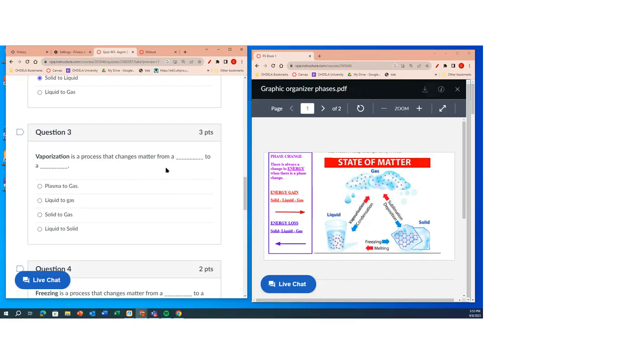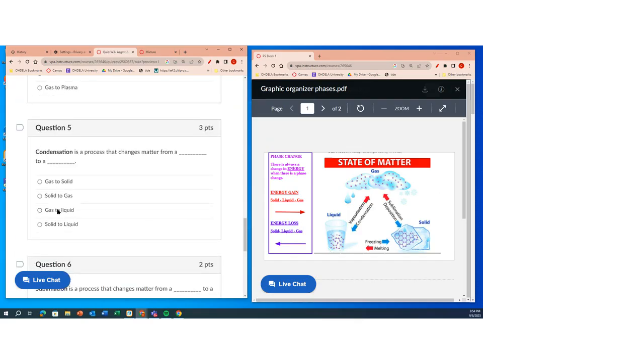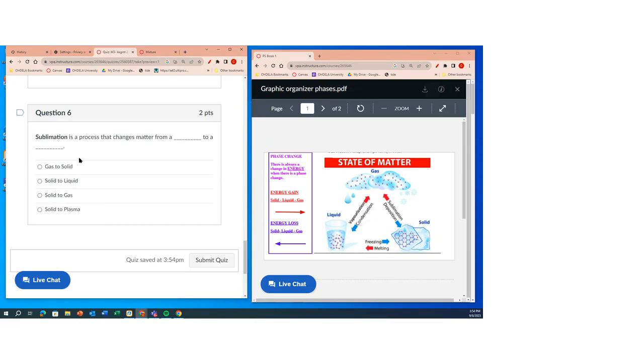Vaporization is a process that changes from a blank to another blank. So vaporization, a liquid, follow the arrow, it says a gas, a liquid to a gas. Freezing is a process that changes matter from liquid to solid. And condensation, here's condensation, changes gas, follow the arrow to a liquid, gas to a liquid. And sublimation is a process that changes matter from solid to a gas, solid to a gas.